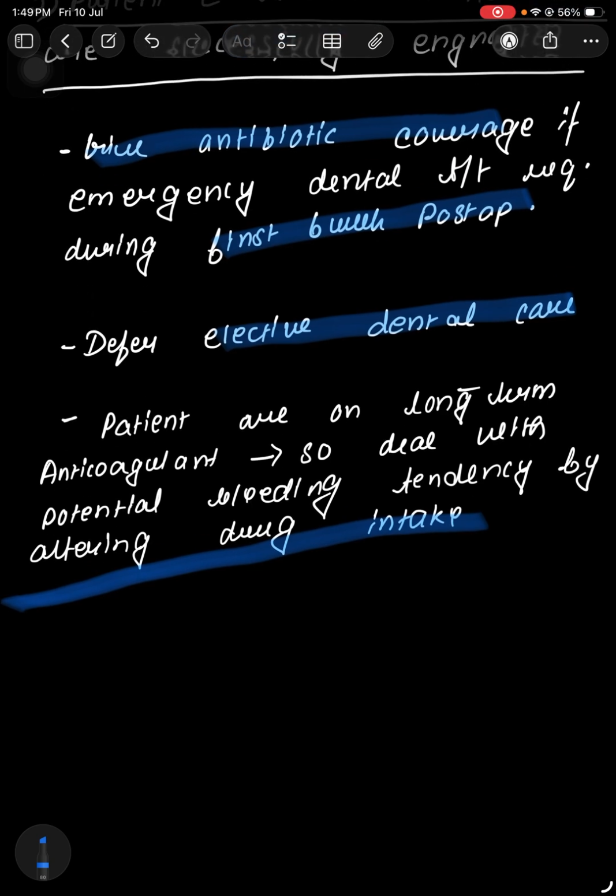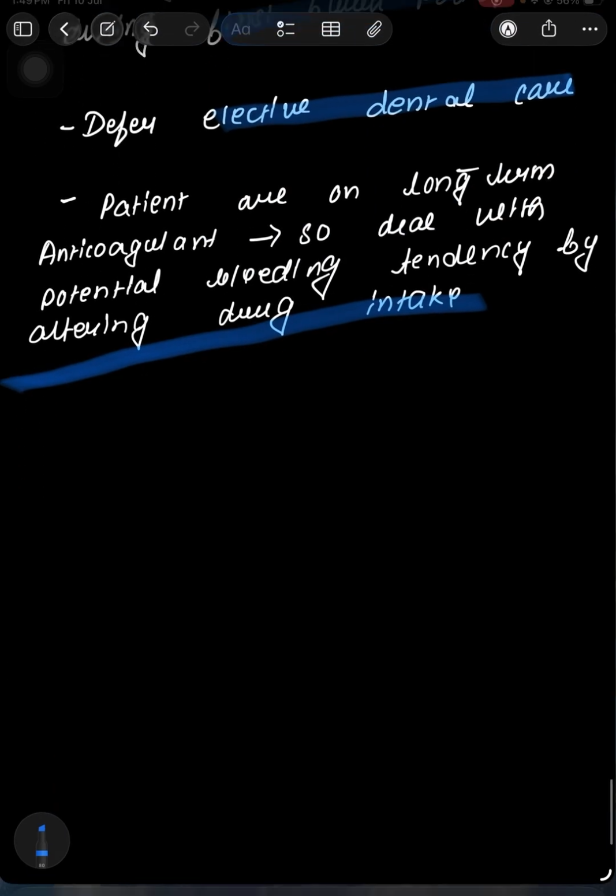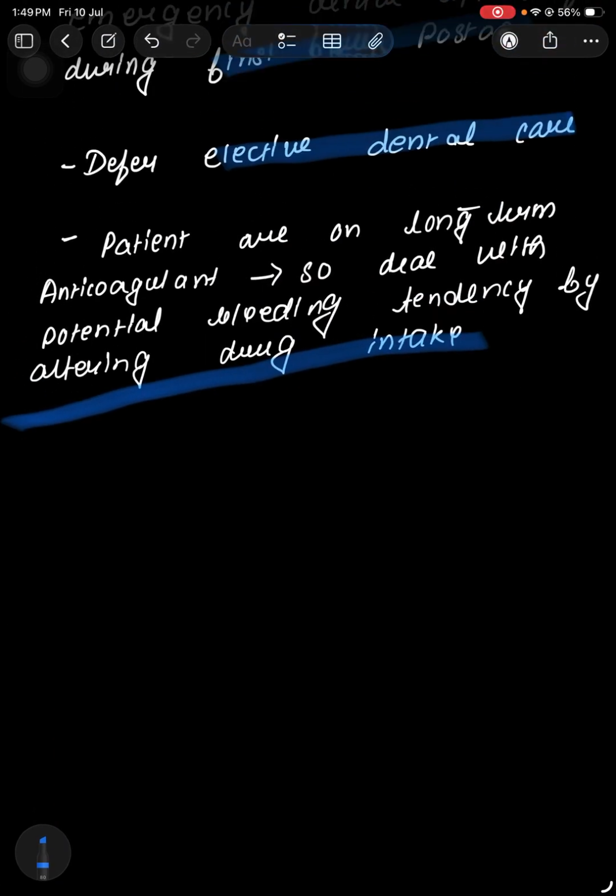Patients on a long-term anticoagulant. In these vascular stent cases, patients are on a long-term anticoagulant, so deal with potential bleeding tendency by altering the drug intake.